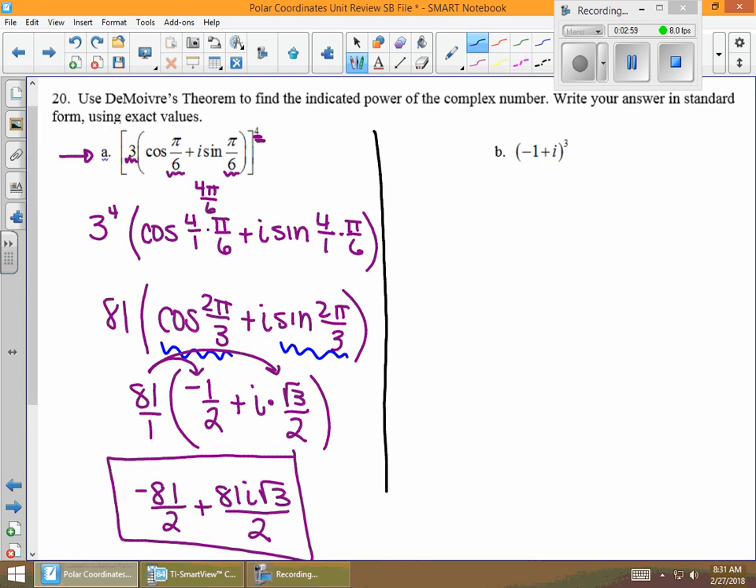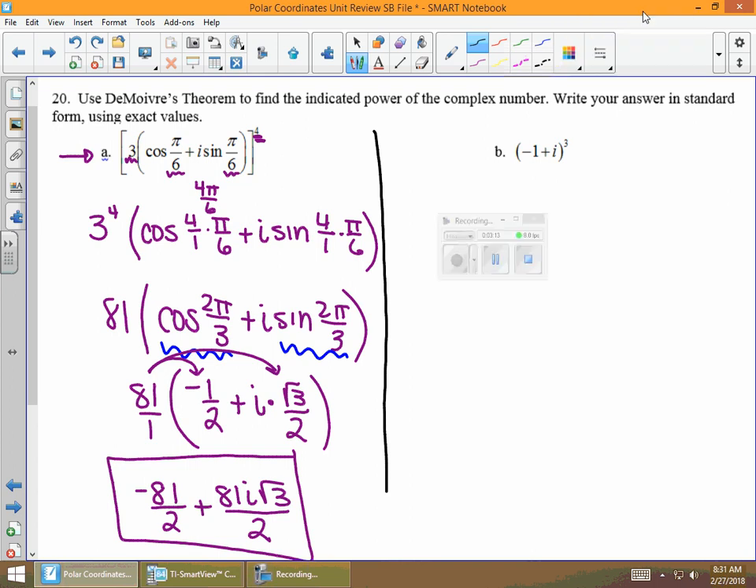This next example, we're asked to find the indicated power using De Moivre's theorem. So what we need to do is put this into polar form and then apply the theorem. So negative 1 plus I. We need to identify our A and B. A is negative 1. B is positive 1. So we're going to go through the same process that we did in number 17, where we turned our complex number in standard form into polar form, and then we can use the theorem.